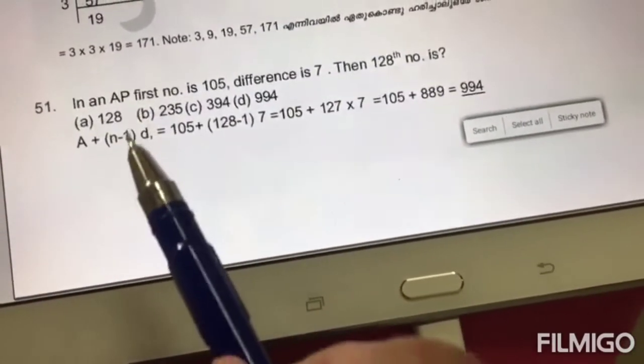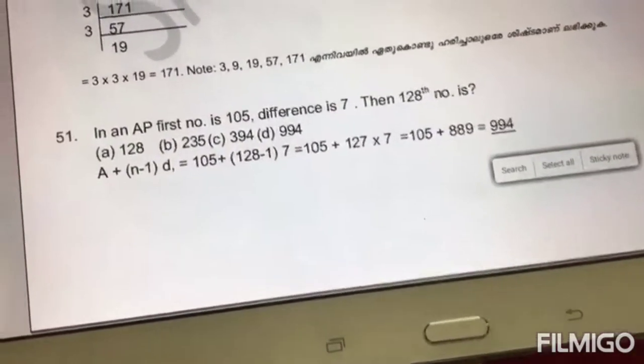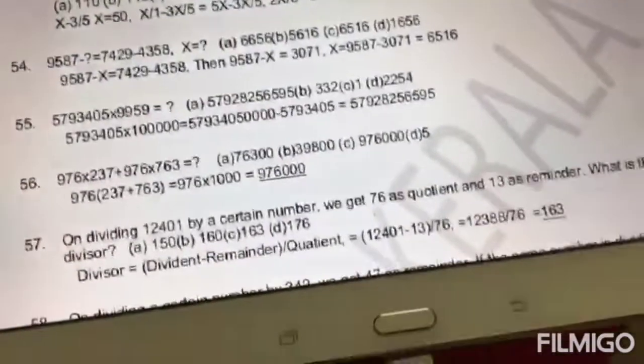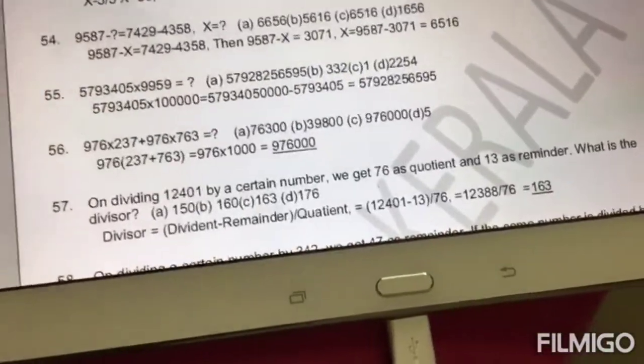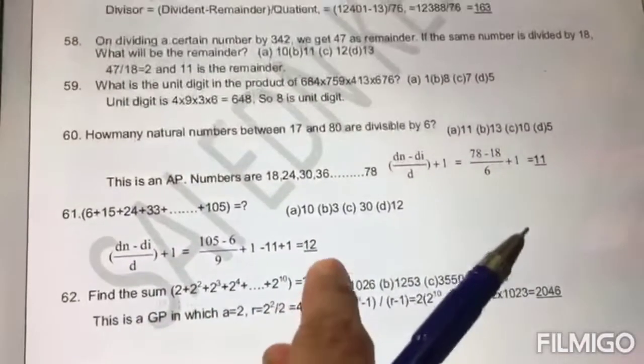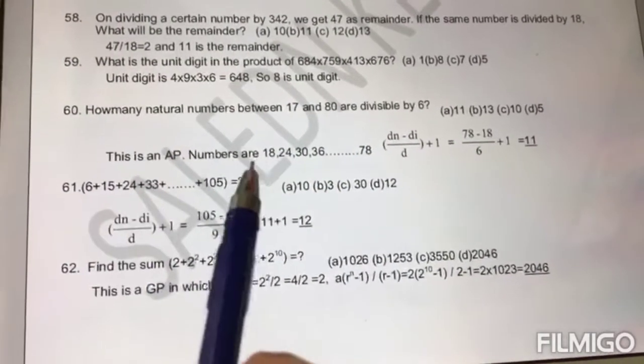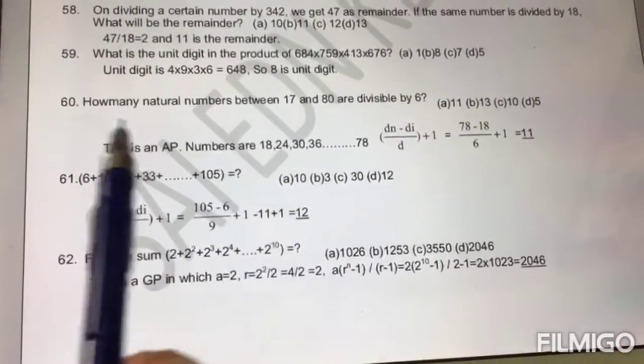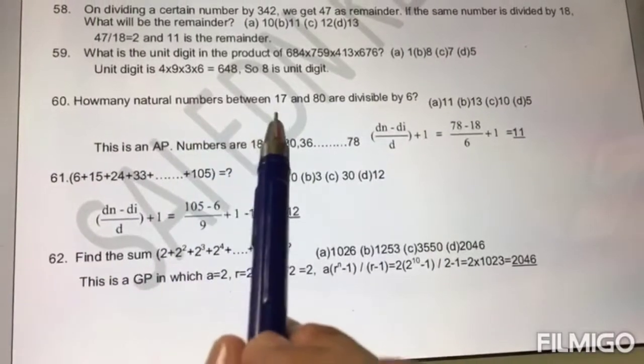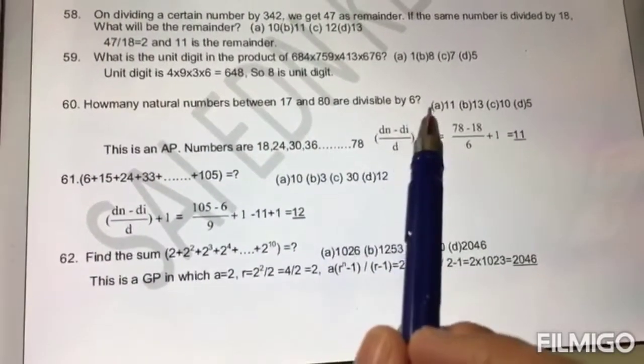You'll have to memorize the formula, but I hope the concept of arithmetic progression is clear. There are some other questions. I'm skipping to number 60 because it's also relating to AP. So how many natural numbers between 17 and 80 are divisible by 6?